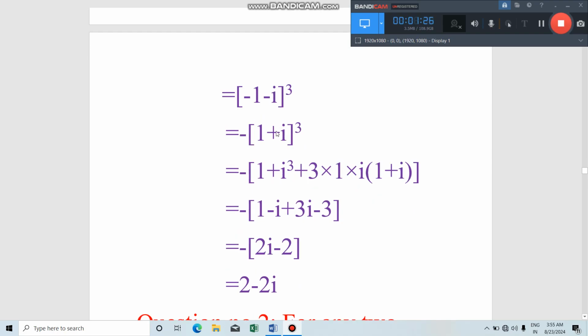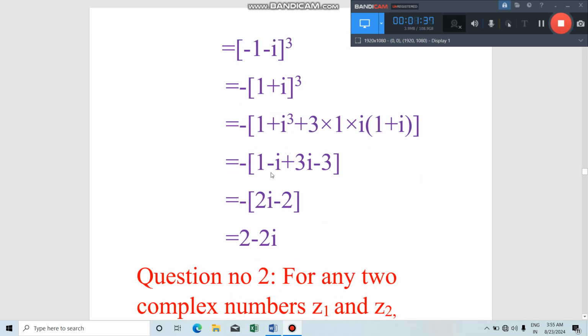Now we will use the formula (a plus b) whole cube. So it will become 1 cube plus I cube plus 3 into 1 into I into (1 plus I). So it will become 1, I cube will be I square into I, I square will become minus 1 into I, it will become minus I, plus 3I minus 3. 3I into I will become 3I square and I square equal to minus 1, so minus 3. So it will become 1 minus 3 equal to minus 2, plus 3I minus I equal to 2I.